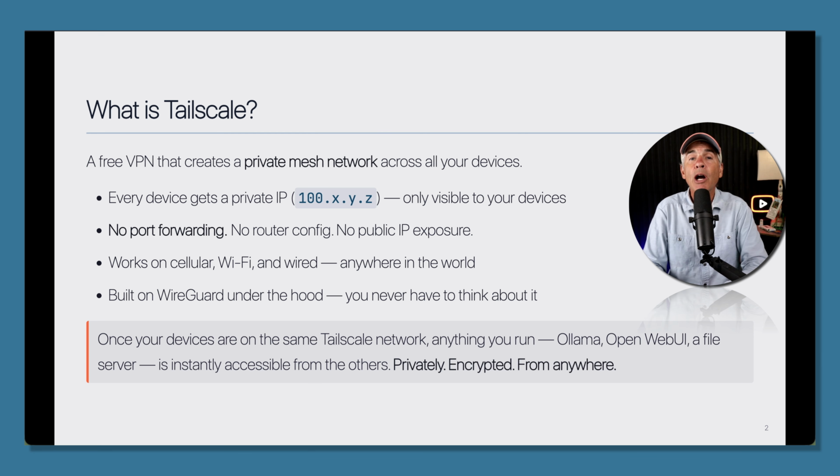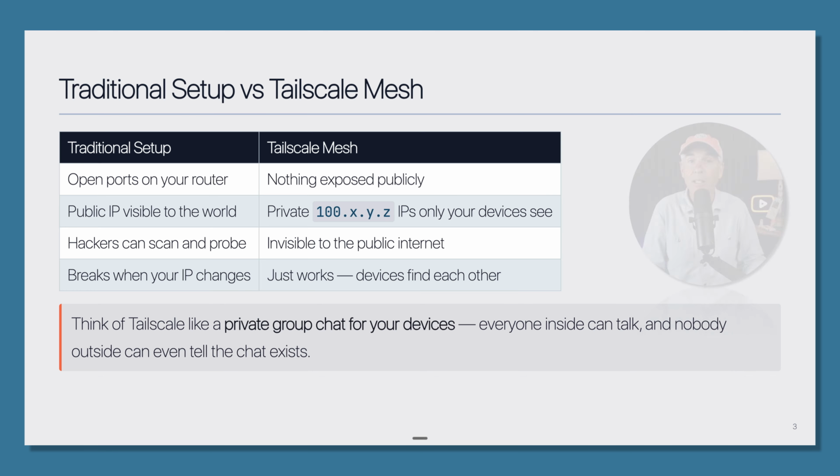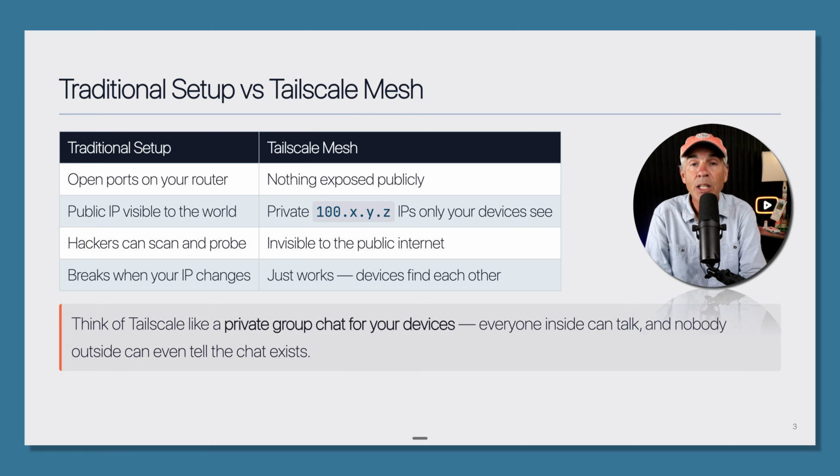Tailscale works regardless of how your devices are connected. So it could be on cellular, Wi-Fi, Ethernet. Once your devices connect to the Tailscale network, they can all talk to each other from anywhere in the world. Anything you run on any of the devices can be accessed by any of the other devices on the network. So if you're running a local AI like Ollama on your MacBook, well, you can access it on your iPhone, vice versa.